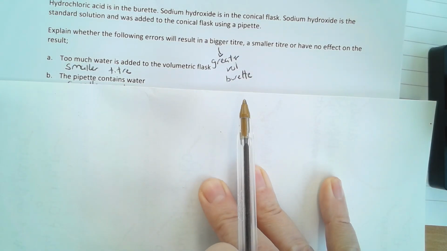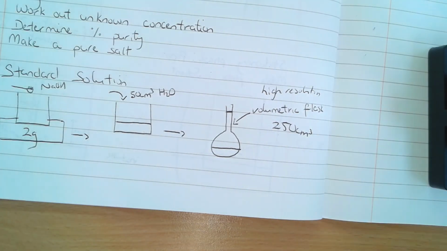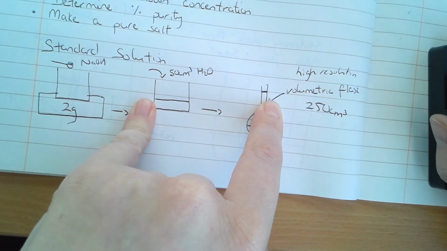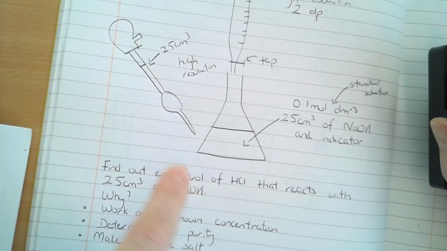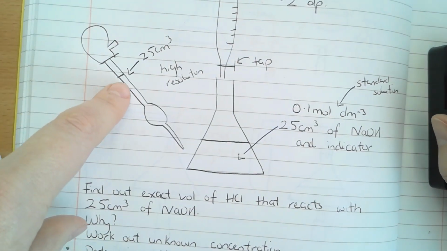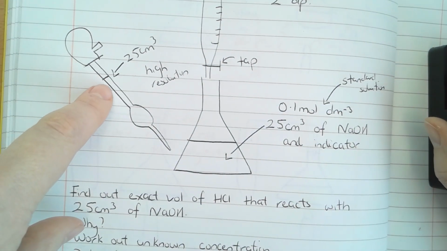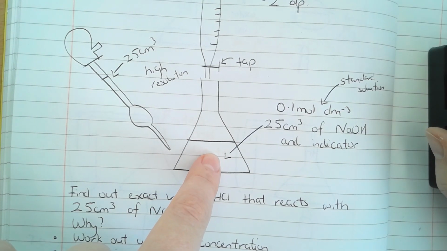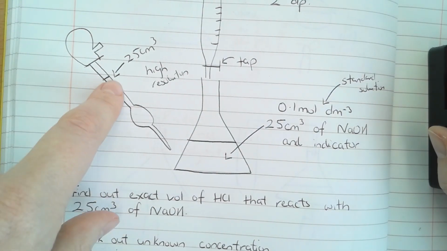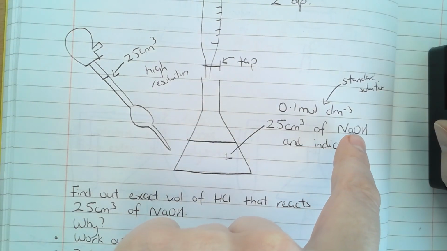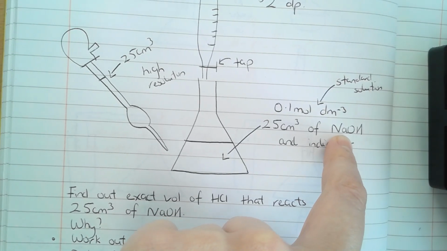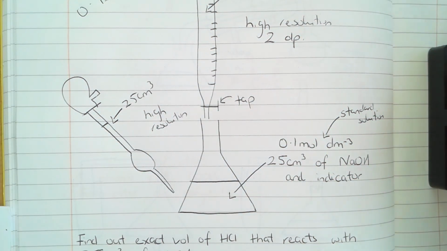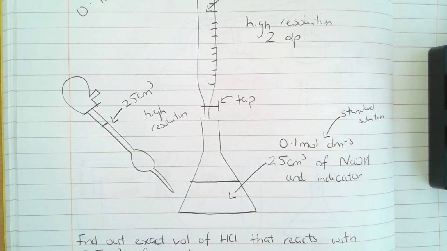Next situation, the pipette contains some water. So even if I've done a top job making up my standard solution, if I have water in my pipette, then I'm not going to transfer a full 25 centimeters cubed to my conical flask. Some of that will be water, and that means I'm transferring less sodium hydroxide than I'm supposed to. If I'm transferring less, then I'm going to need less to neutralize it. So again, my titer is going to be smaller.